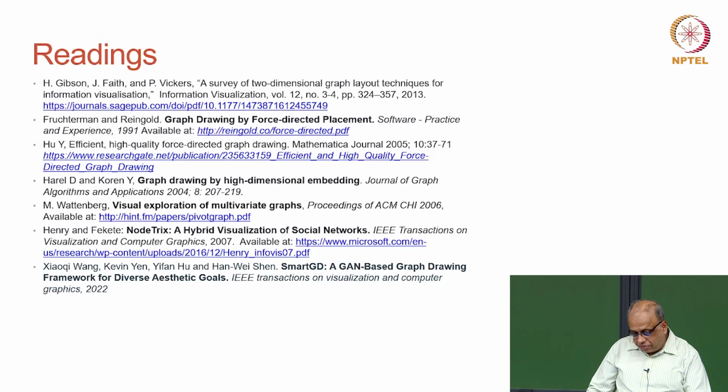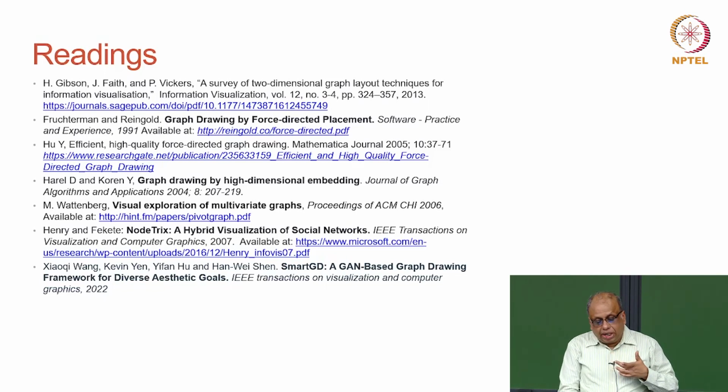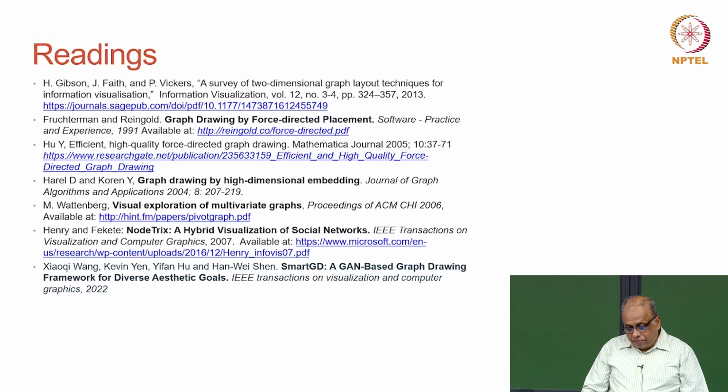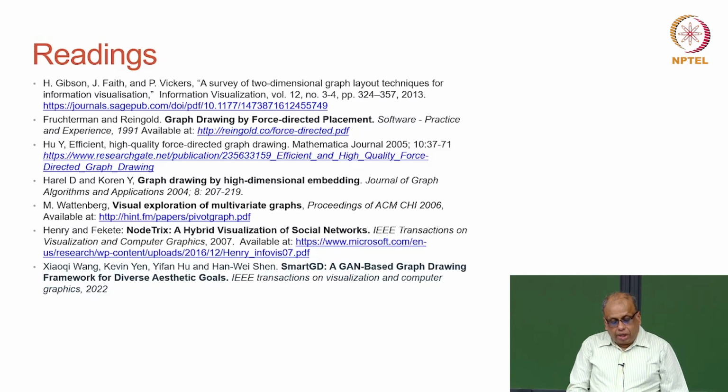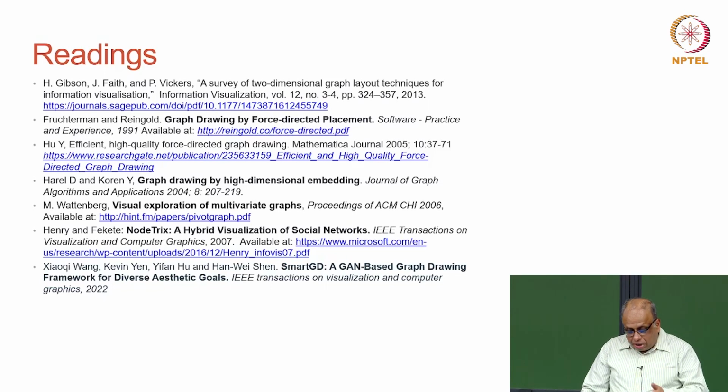So, a lot of papers, if you have time, you can read. Some of the work that we have talked about, starting from the first paper, is a survey paper that talks about two-dimensional graph layout. Then some of the important graph layout algorithms that we talked about, like Fruchterman and Reingold, and Yifan Hu's algorithm. Then we talked about attribute-based layout in visual exploration of multivariate graphs, and NodeTrix, which is a combination of node visualization and link visualization. And the final one is a deep neural network based graph drawing framework.